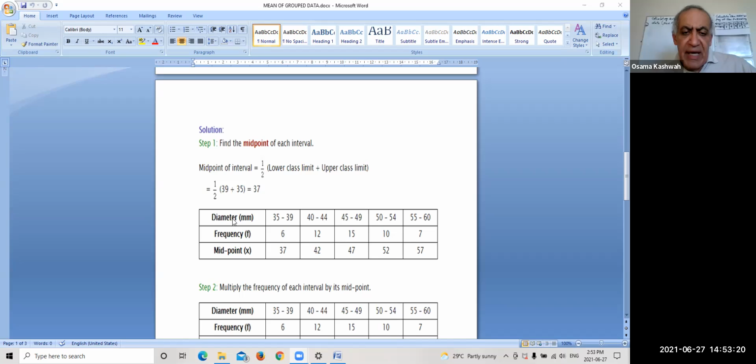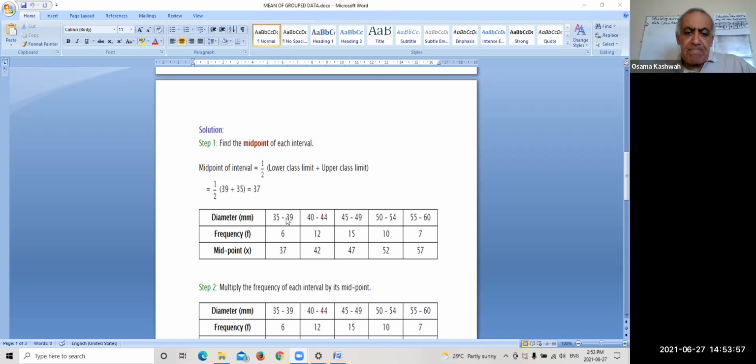So I have the diameter in mm. I have the frequency. F is the frequency, meaning the repetition of the denomination in the sample. It's repeated 6 times. I found that there are 6 bottles whose measured diameter is between 35 and 39, meaning one of them is 36, the other 37, the third 38, for example. So when I counted those, I found 6 bottles.